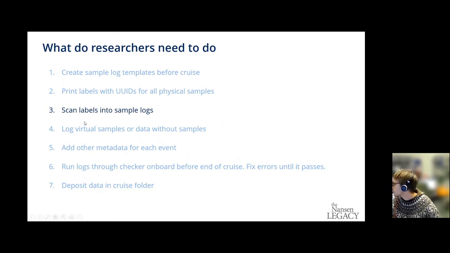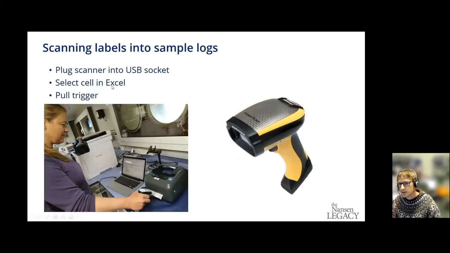Once you've printed off your label, you need to scan that label to get it into your electronic log. This is quite simple. There'll be a lot of different USB scanners that I'll be bringing with me. You plug them into your USB socket like you would your mouse or anything similar. Select the cell you want to use and just pull the trigger.